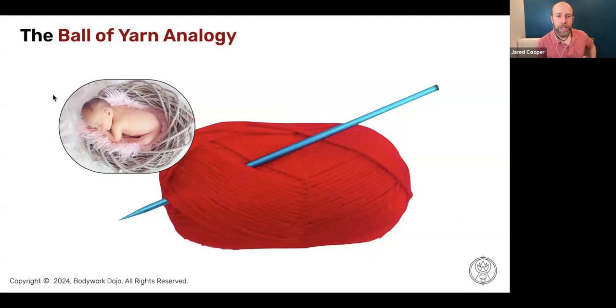All right, so here's the analogy, the ball of yarn analogy. By the way, I give this analogy to my clients and my patients when they come in because it helps them understand what we're doing. So when we're babies, all of our fascia is this beautiful connective tissue. Everything, all of your collagen, is all lined up nice and beautiful.